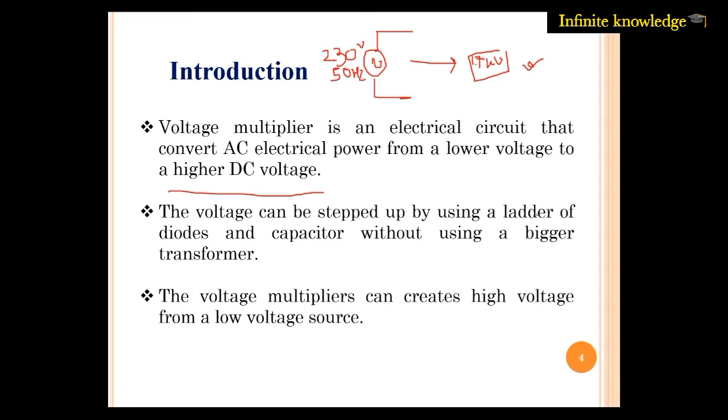The voltage can be stepped up by using a ladder network. There are a number of ladder networks. What is a ladder network? That we will understand soon. A ladder network of diodes and capacitors. Here we use only diodes and capacitors. There is no bulky transformer. So the multiplier can create high voltage from a low voltage source. It means we have not used any transformer. We use only diodes and capacitors, and not any inductor either. Using only diodes and capacitors, we get a high voltage DC supply at the output side.